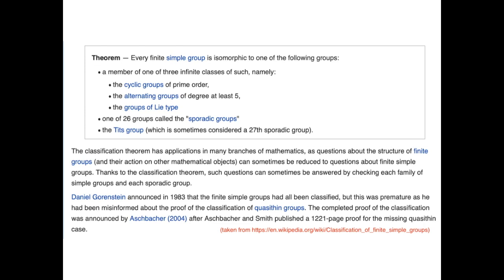Okay, so just a little bit about the history. Daniel Gorenstein announced in 1983 that the finite simple groups had all been classified, but that was a bit premature. And then apparently in 2004, Aschbacher and Smith published a 1,221 page proof for the missing case. And again, most mathematicians have not read or checked the proof of this theorem, which started out in 1955 and apparently was just completed in 2004. And they just trust experts in the field like Gorenstein and Aschbacher.